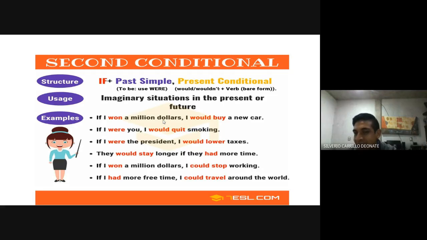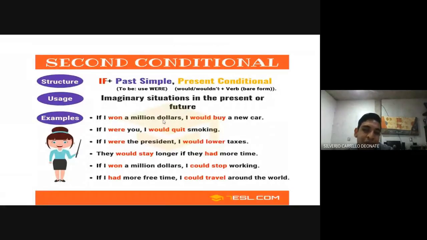So basically, what we're going to do here is use the past. In this case, we're going to use would or could. Could is podría, okay? And would doesn't have a specific meaning itself, but we relate it to the following verb to get the idea. So I would buy, compraría. I would quit, renunciaría o dejaría. I would lower, bajaría. Would stay, me quedaría. Could stop, podría dejar.